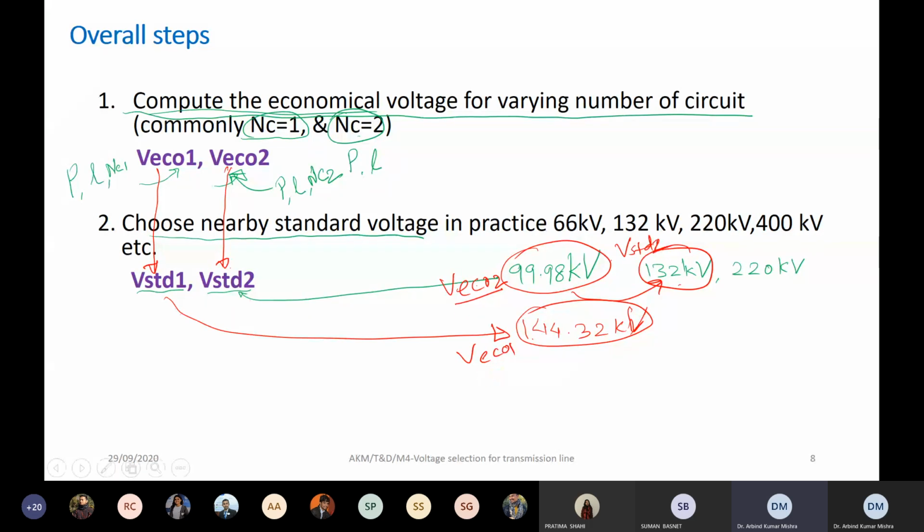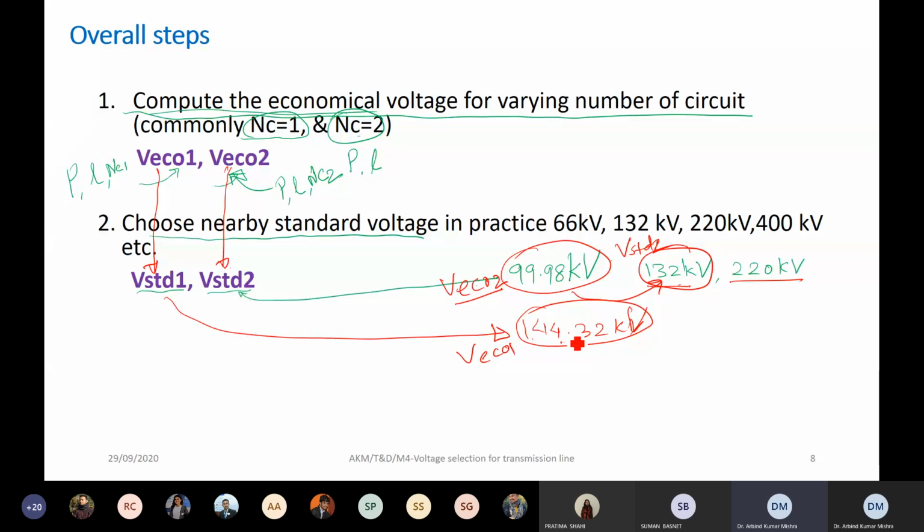Now for V economical 1, we have calculated it, and fortunately or unfortunately it has come as 144.32 kV, for example. Then what will be your V standard 1? I am asking you whether 132 kV or 220 kV. Why I am asking this question is, usually as electrical engineers, when we go for standardization, we always have in mind that whatever we have calculated, we should go for the next higher. But here it is not necessary.